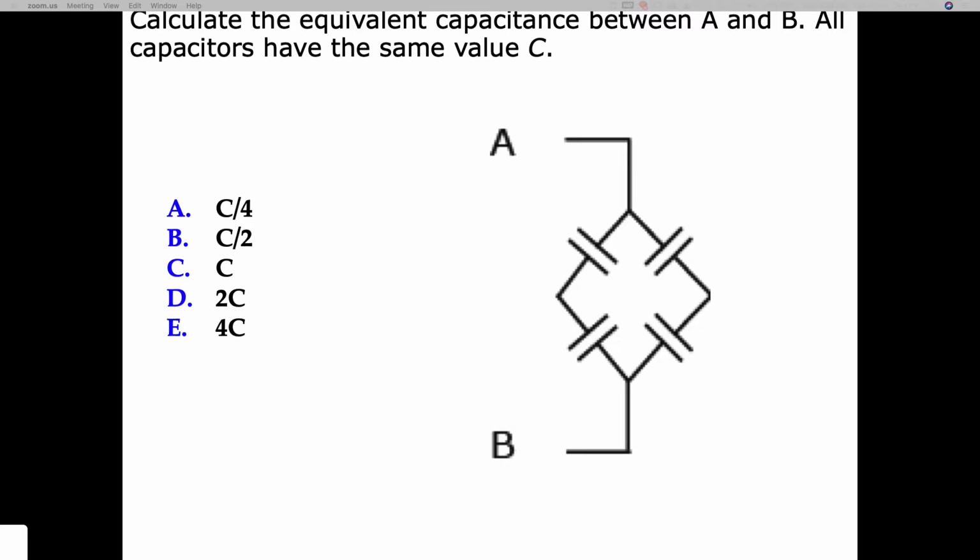So take a look at the slide that you see, and you're given that circuit of capacitors. Let's say A and B would be hooked up to a power supply. The question is, if all the capacitors are the same, what is the equivalent capacitance between A and B? That's the question. I'll give you a moment to think about it.